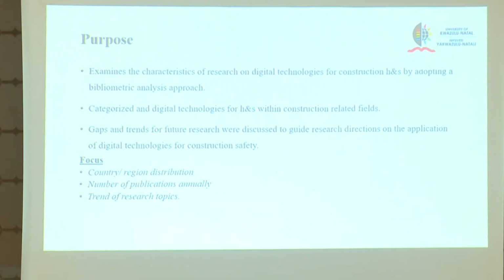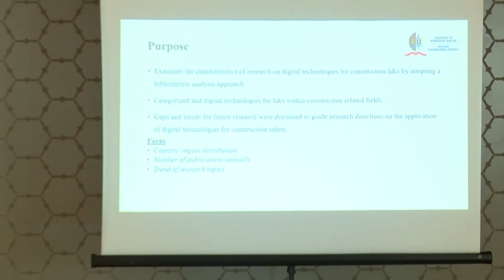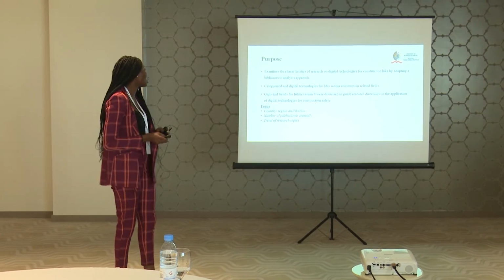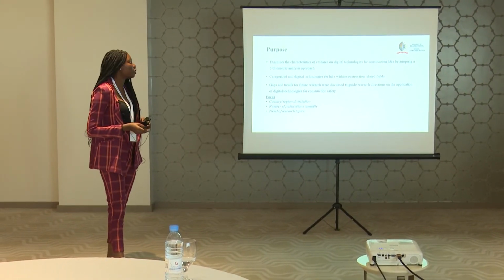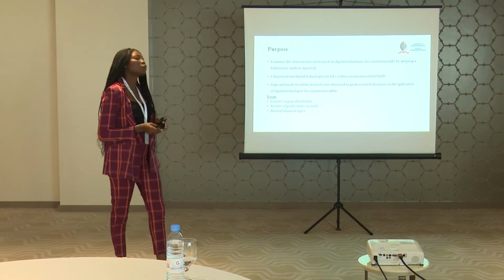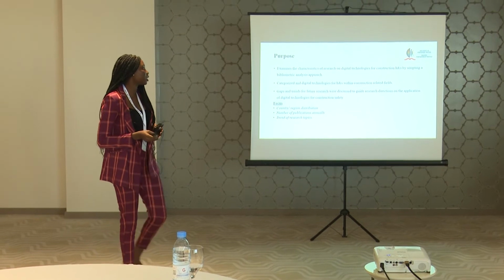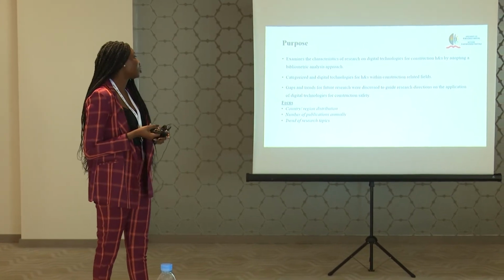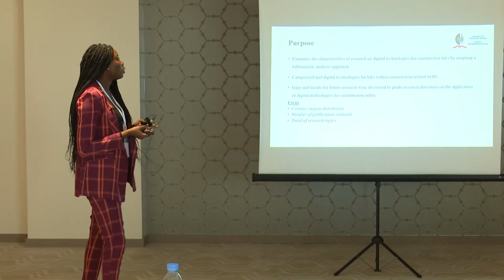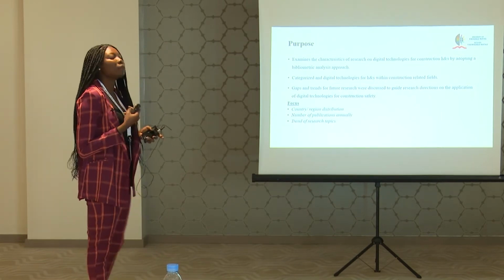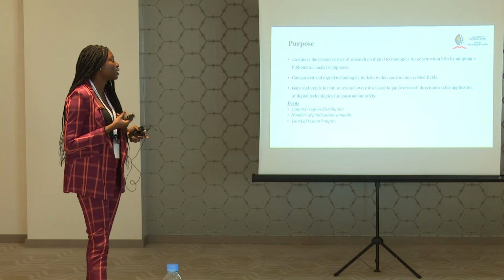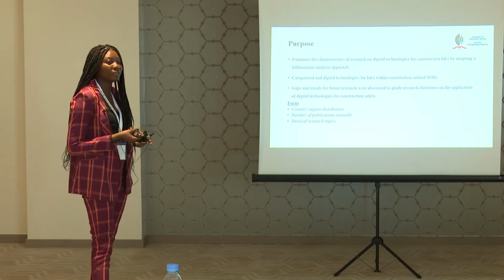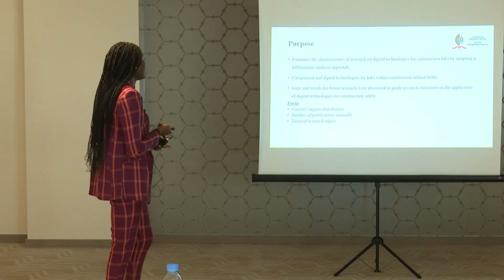This study examines the characteristics of research on digital technologies for construction health and safety by adopting a bibliometric analysis approach. The study categorized the digital technologies within the construction-related fields and also identified gaps and trends for future research to guide research directions on the application of emerging technologies for construction safety. The bibliometric analysis focused on country and region distribution of these technologies, the number of publications annually, and trends of research topics on technologies for construction health and safety.